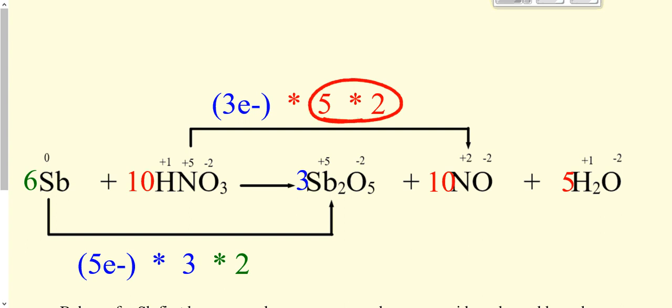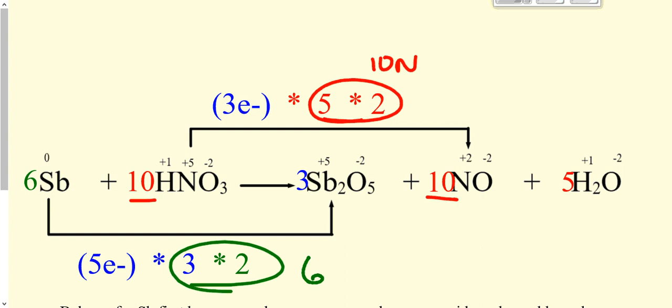I'm going to need totals of 10 nitrogens, so I can put a 10 here and a 10 there to get 10 nitrogens. I'm going to need a total of 3 times 2 is 6 for the antimonies. So I put a 6 in front of this antimony. I only need to put a 3 here because 3 groups of 2 gives me 6. Once my redox species have been balanced, we balance the remaining species by inspection. I have 10 hydrogens before the reaction, a 5 makes 10 hydrogens after, and if you check, you'll find that your oxygens are automatically balanced.